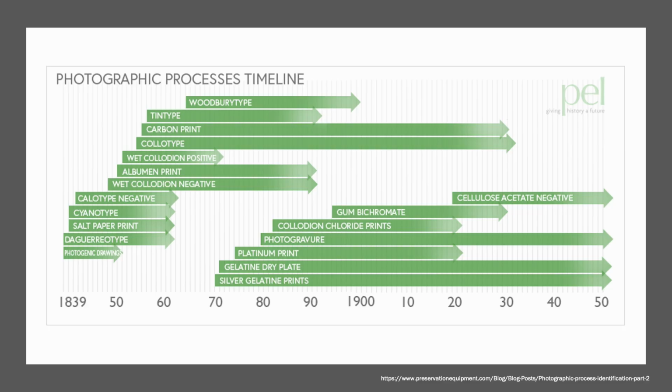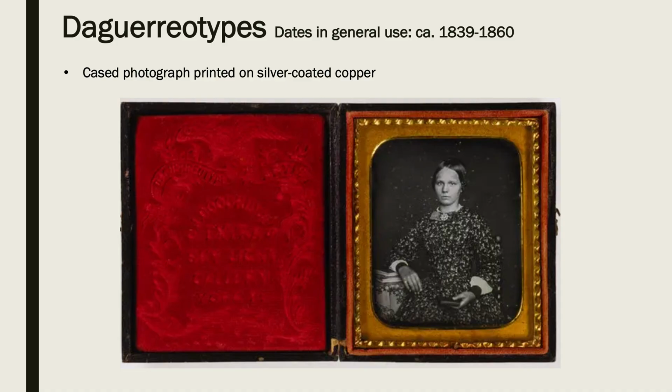This chart shows the dates when various photographic processes were in use from the 1830s through 1950s. Knowing when the format was popular is helpful in dating the photographs and will aid you in knowing what the image might be made of. Over the next several slides, we will dive into a few of the more popular photographic processes that might show up in personal collections. First, we'll discuss 19th century historic processes.